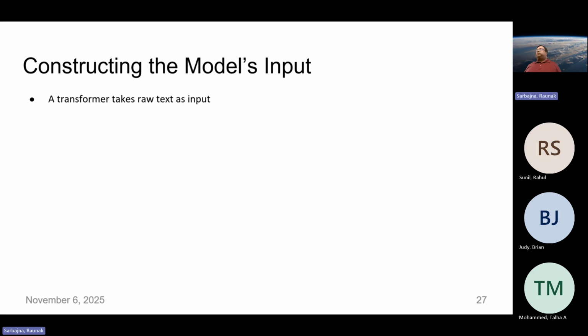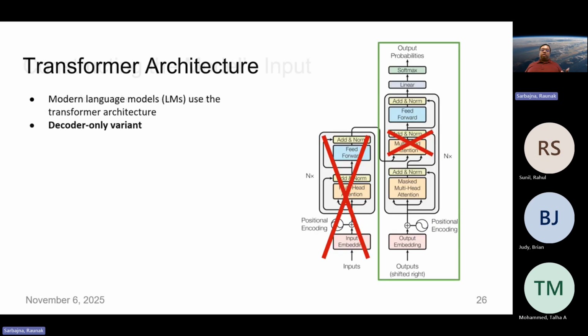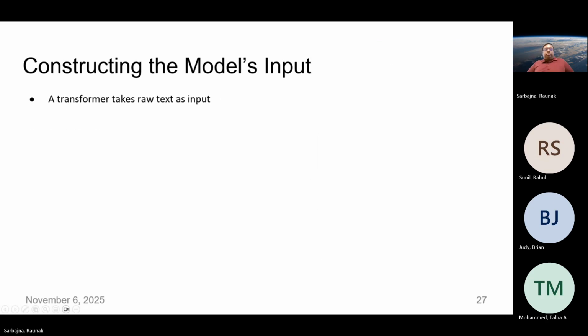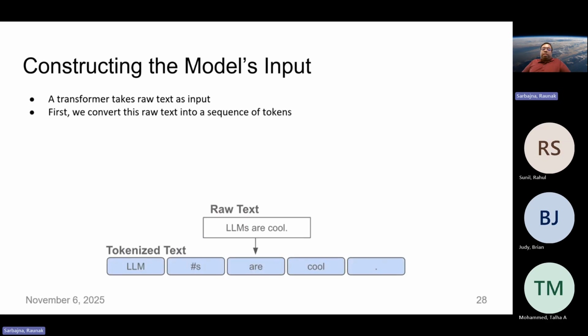So let's see how the model's input is constructed. This transformer that I just showed takes raw text as input and embeds all of that raw text into tokens. Let's say your raw text is "LLMs are cool." Then it tokenizes it. It takes all the individual parts of this sentence and breaks it up into tokens.